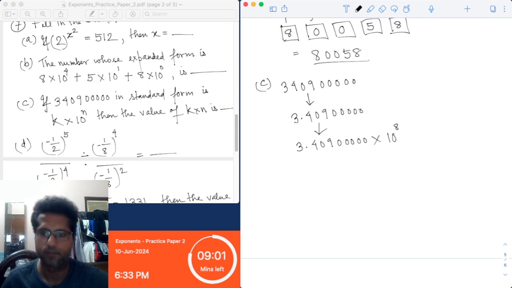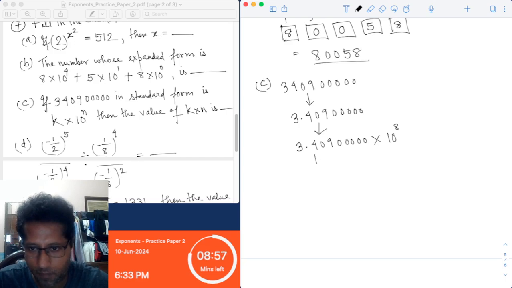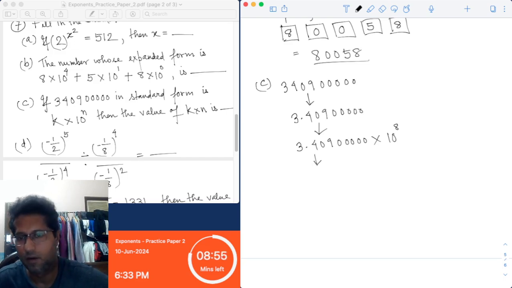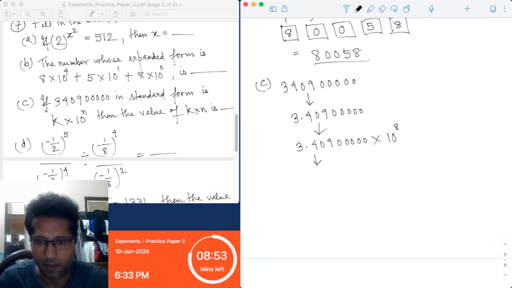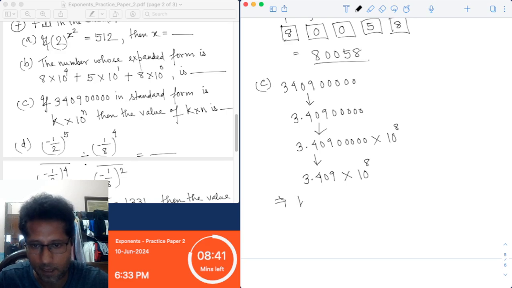the decimal point. Okay, now in the decimal number we have to ignore all the rightmost zeros in the decimal part. So this becomes 3.409 multiplied by 10 to the power 8. So this implies k is 3.409 and n is 8.